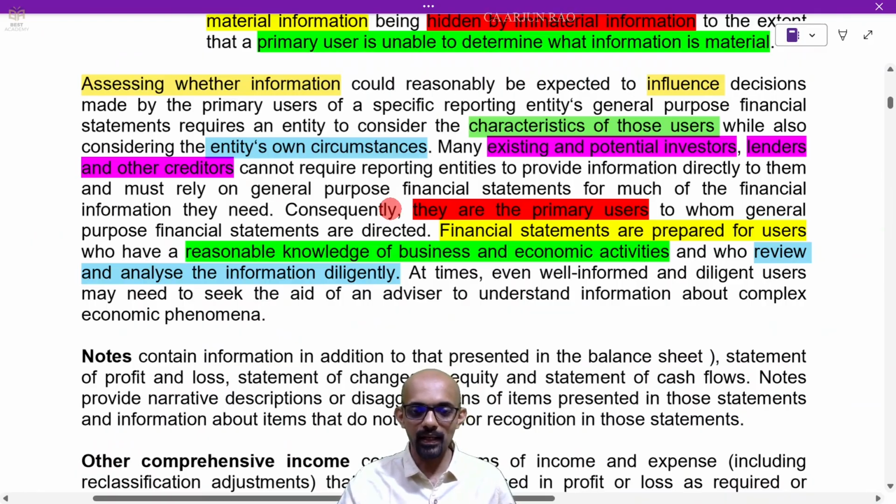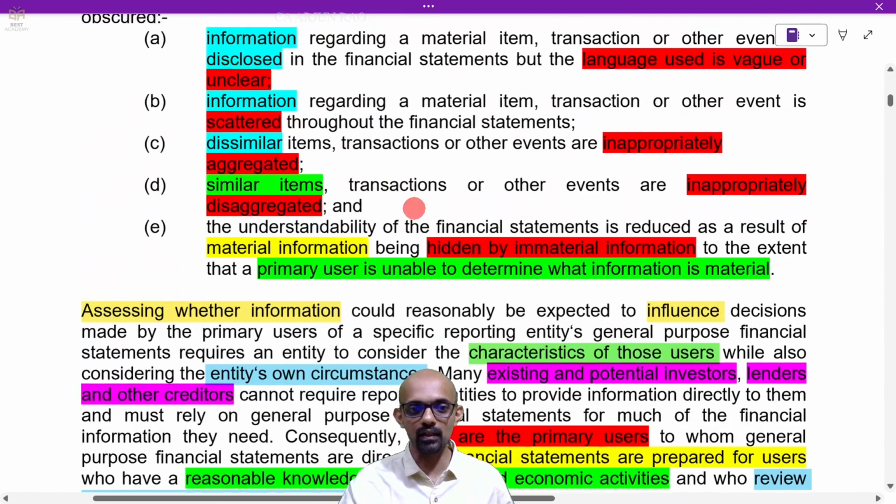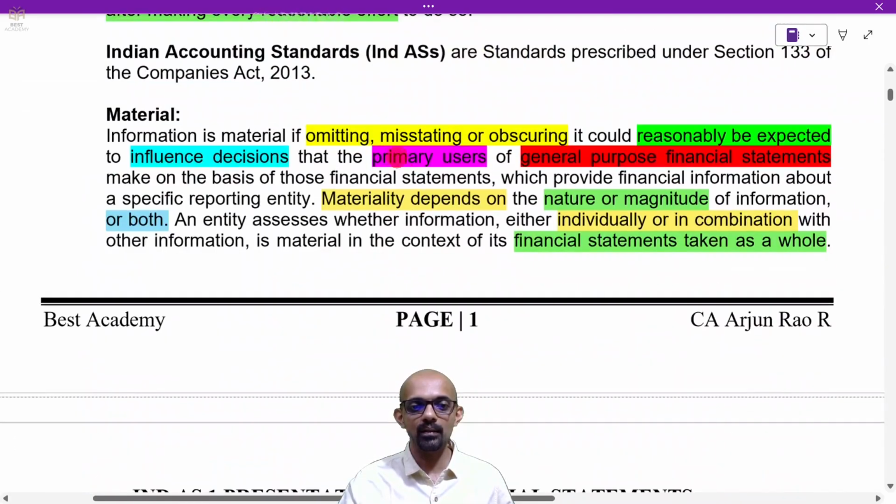And who are these primary users? They are basically existing and potential investors, lenders and other creditors who cannot require reporting entities to provide information directly to them, right? So, if the decision of the primary user is going to be affected by the omission, misstatement or obscuring, then that information is considered material.